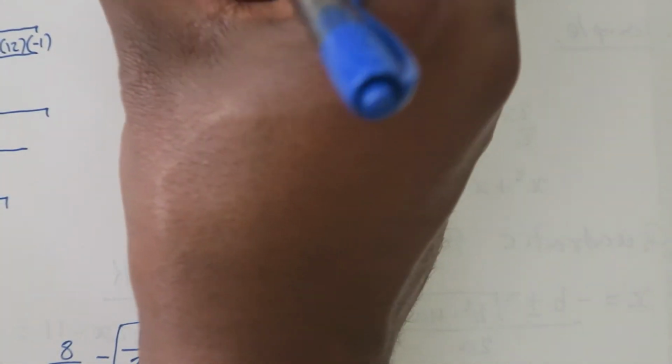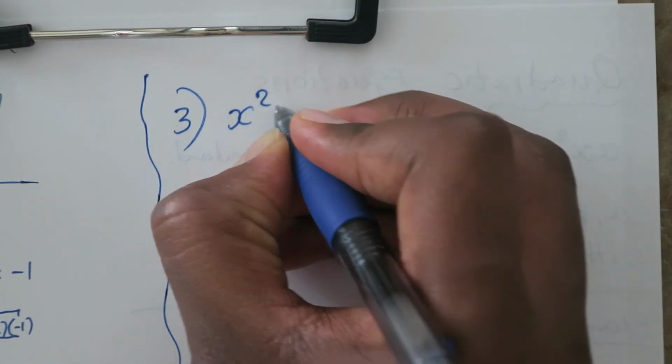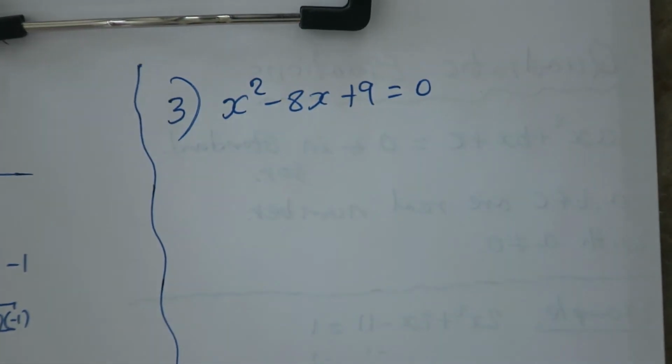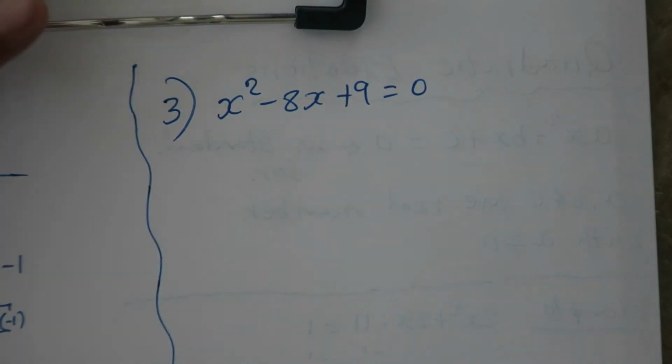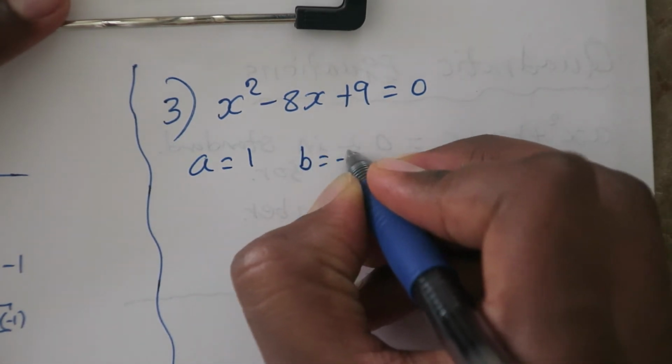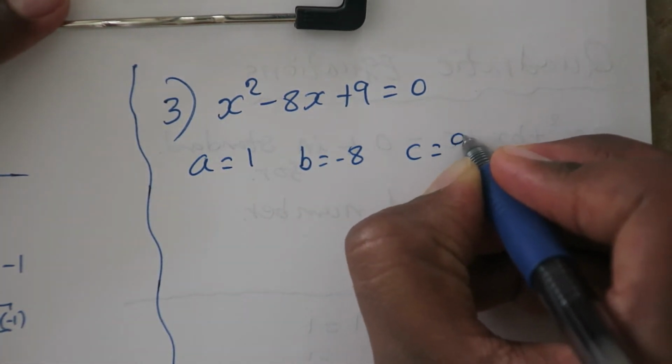Let me solve a third problem here. Let's see what equation I can use. Let's try to do this problem here. So example 3, let's work on x squared minus 8x plus 9 equal to 0. So this is automatically in standard form. So my a is 1, b is equal to negative 8, and c is equal to positive 9.